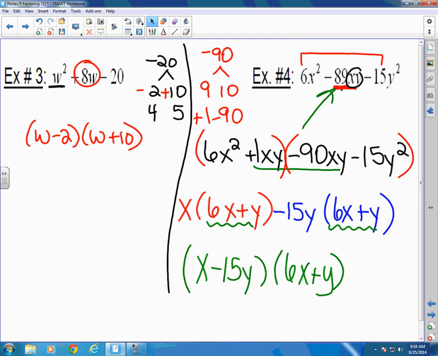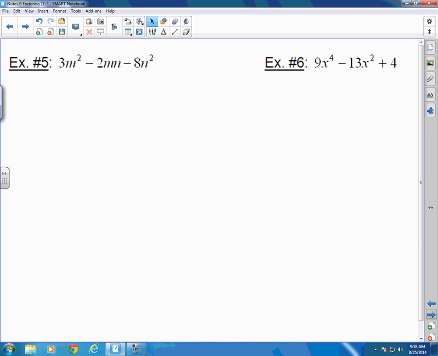So I would like you to look at the next problem, and I'm going to give you a couple of minutes to try it on your own. We have 3m squared minus 2mn minus 8n squared. The good thing about this problem is that the numbers are a lot smaller than the problem before. So I'll give you about a minute or two, see if you can get this one to factor on your own. Check with the person next to you to make sure that they have it correct and see if you can help them through the problem as well.